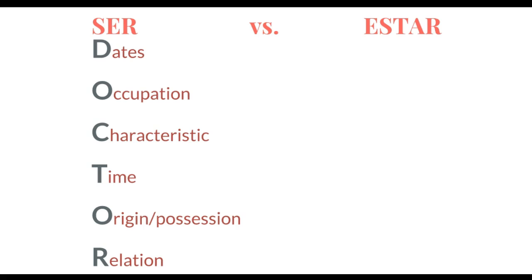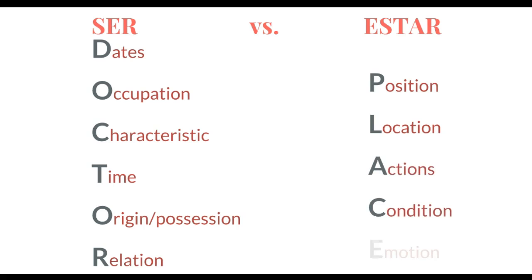Estar also has an acronym that I like to use to help me remember when to use that verb, and this acronym will spell out the word place. So we use estar when we're talking about position, location, actions, condition, or emotion.